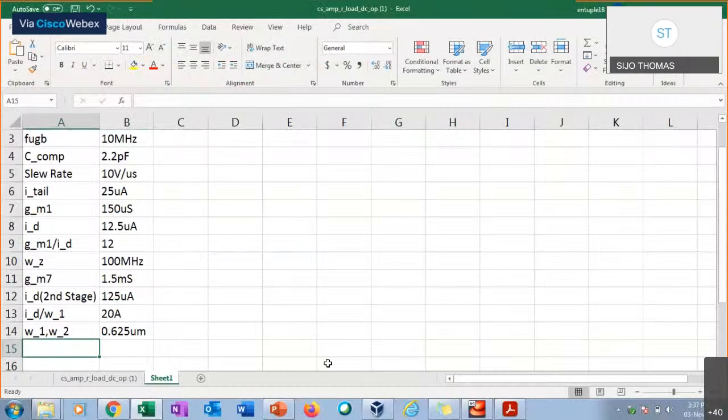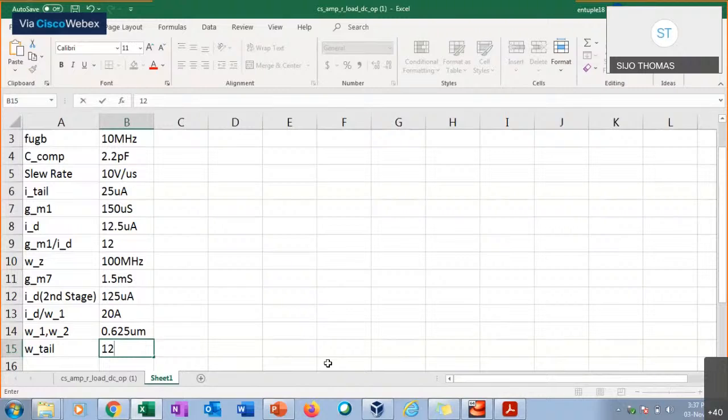So for the tail transistor, W tail, GM by ID remains the same. ID turns out to be double. So obviously width also turns out to be double. So it will be 1250 micrometer, right? Double of 625 nanometer. So it will be 1.25. Now it is 1.25 micro. Yeah.